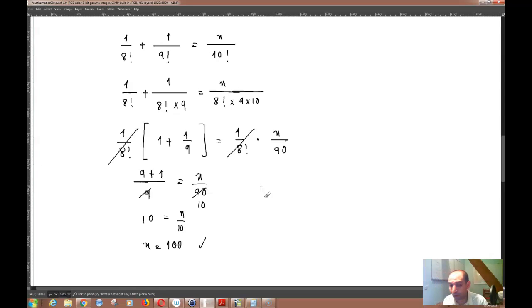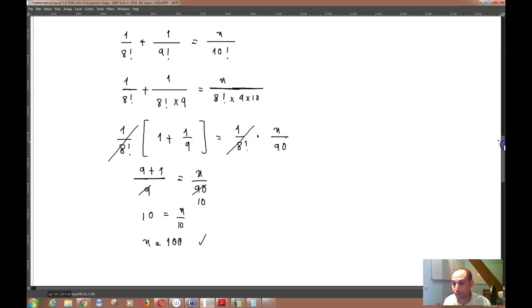Now let's do a couple of exercises as well. Let's see what we have here. So for example, you want to evaluate 8 factorial. It's simple. So 8 factorial would be 1 times 2 times 3 times all the way up to 8.